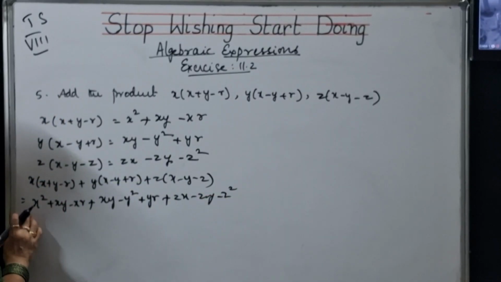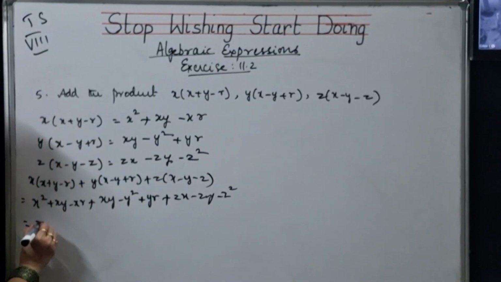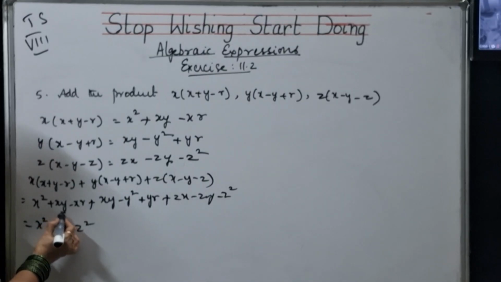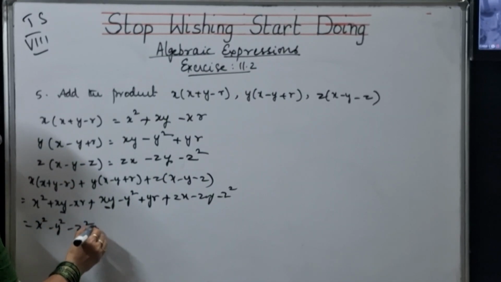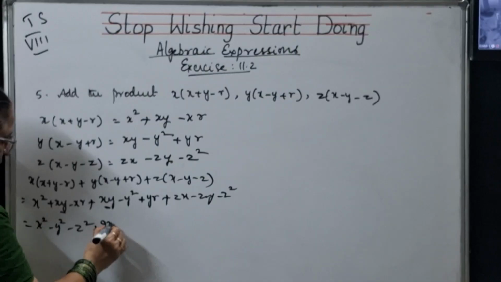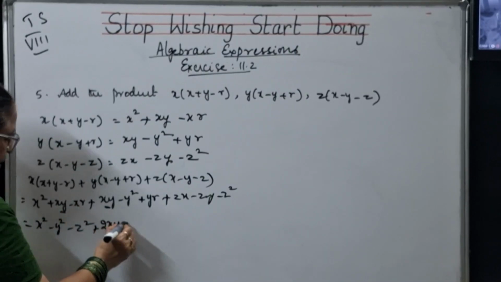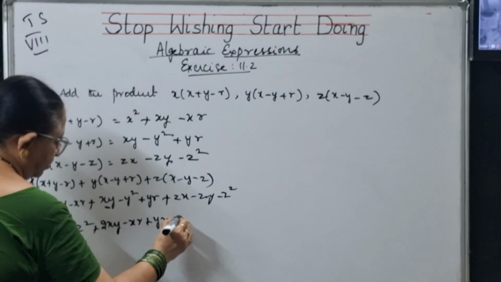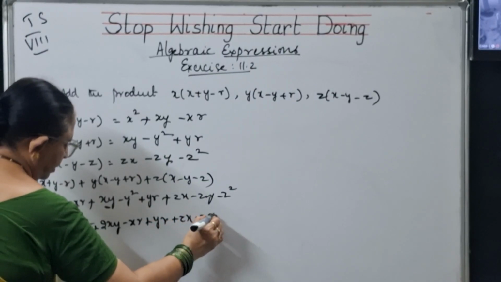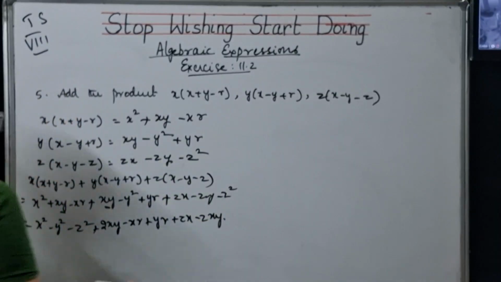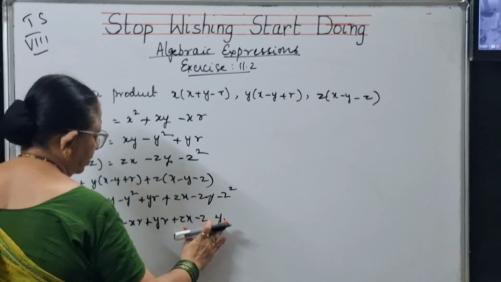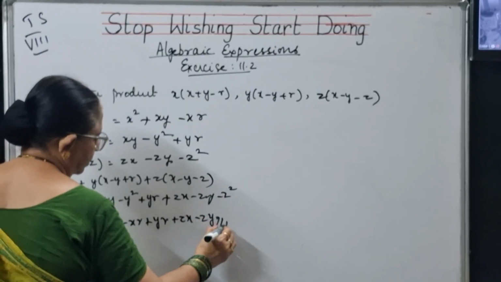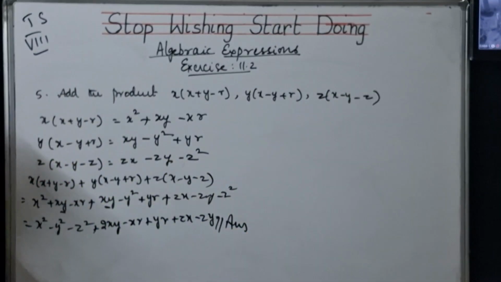So in this case, first you write all the squares together. X square minus y square minus z square. Now xy's are 2, so 1 plus 1, 2xy. So next minus xr plus yr plus zx minus zy. This is the answer for this sum, children.